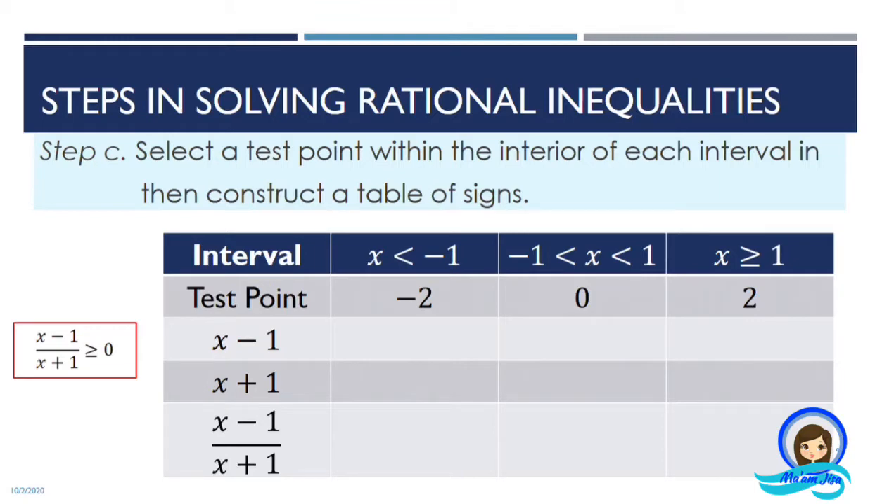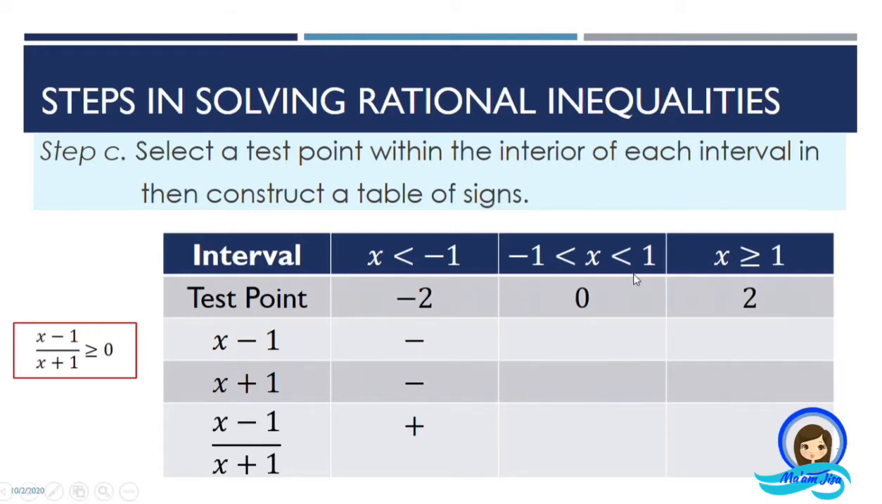So now let's begin. The idea here is to replace all the x's found in the first column with the test points. Why is this negative? It's because when we substitute negative 2, negative 2 minus 1 is negative 3. Therefore, the sign is negative. Next, negative 2 plus 1 is negative 1. Therefore, the sign is negative. So, for the sign here, since this is a ratio between quantity x minus 1 and quantity x plus 1, negative divided by negative is of course positive.